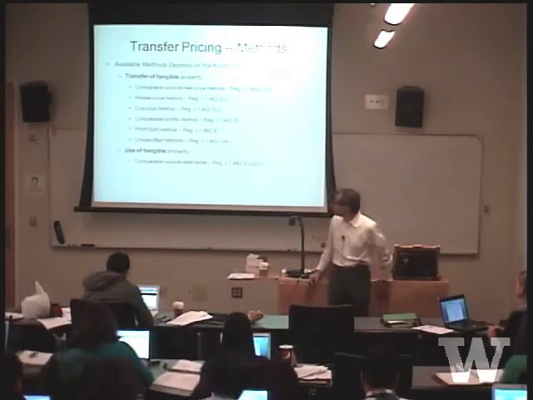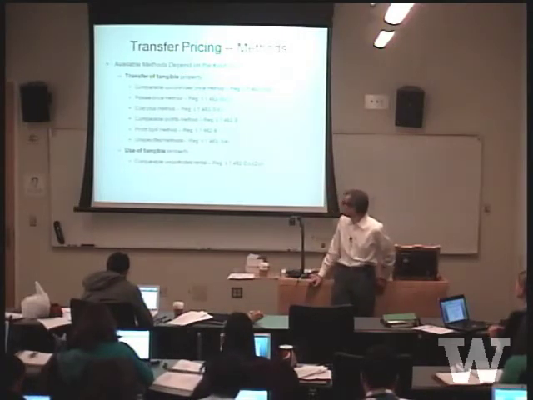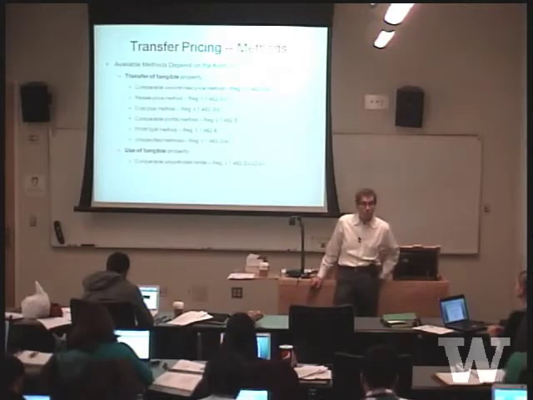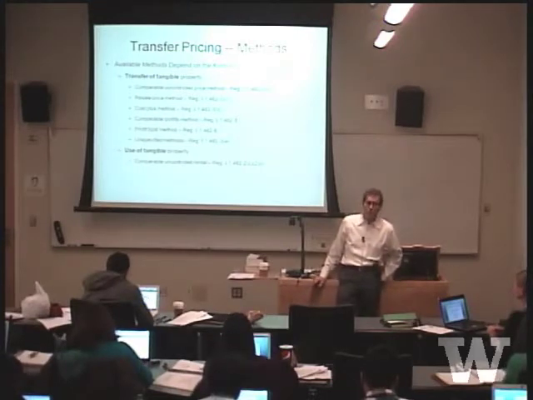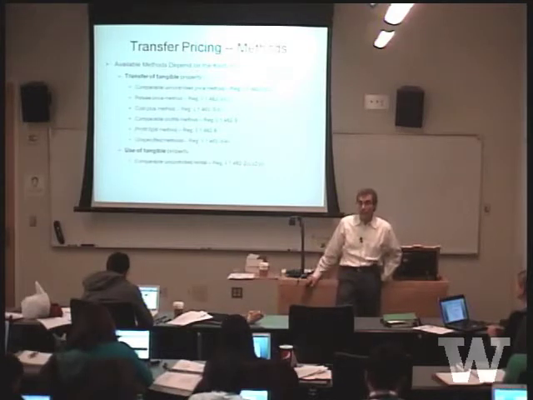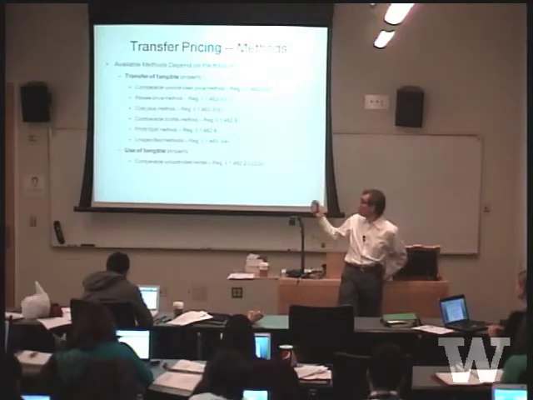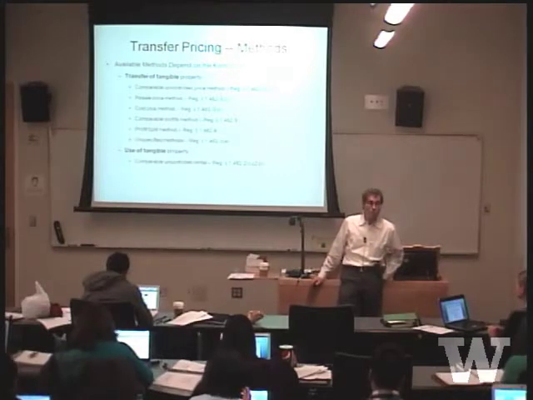Now, in real life, the comparable uncontrolled price method, although it might be termed the gold standard of pricing, isn't actually used very often because it's so seldom that there really is an exact comparable. So what happens? Well, some other method ends up getting used.